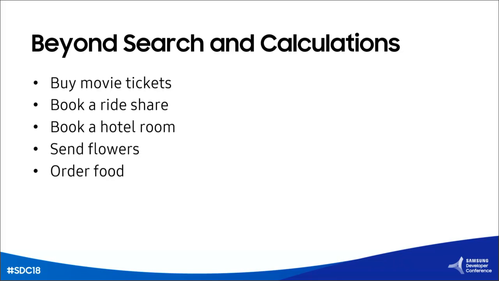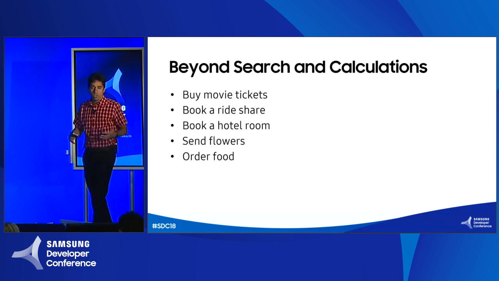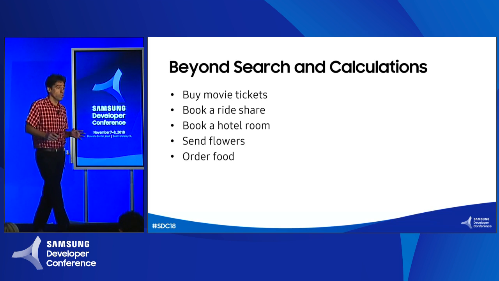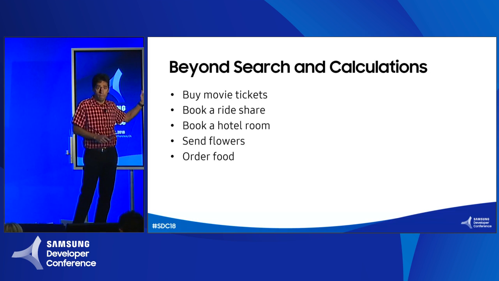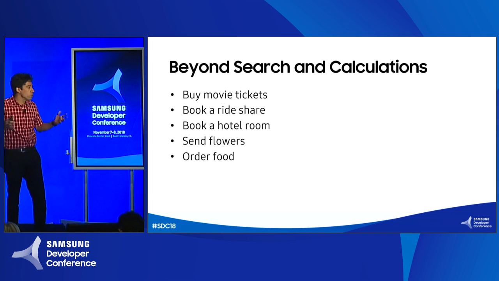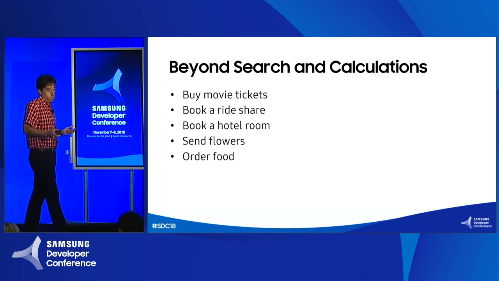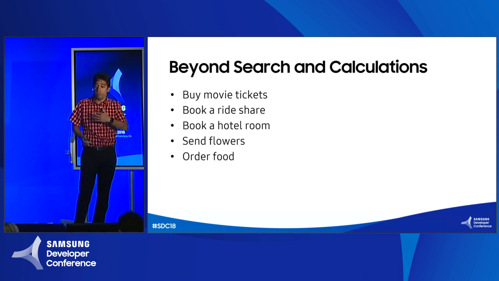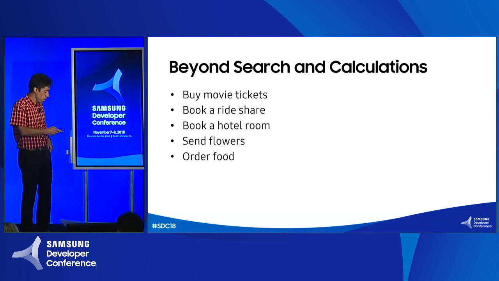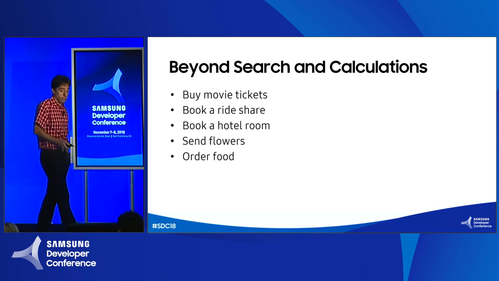Most of the focus of my session is going to be how you can build actions that are more than just search and calculations. I mean, you can build pretty interesting user experiences with implementing a search action, let's say finding movies that are playing in the theaters. But wouldn't it be cool if we can take it to the next level and actually buy tickets to that movie? There are many other examples of that here.